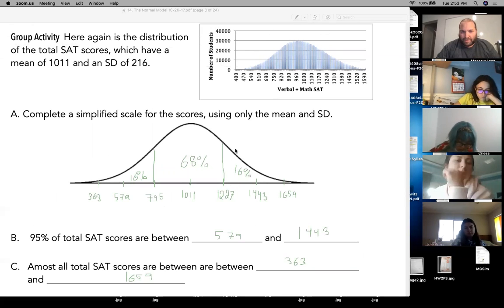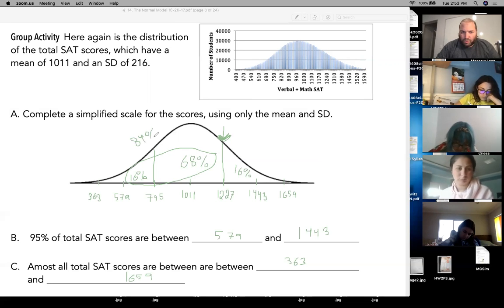So will that be between 1,227 and 1,443? No. Just look at this one score, 1230 right here. Yes, it does. How much is left of it? It's all of that, all that 68%, and that 16% is left, which is how much? 84%.